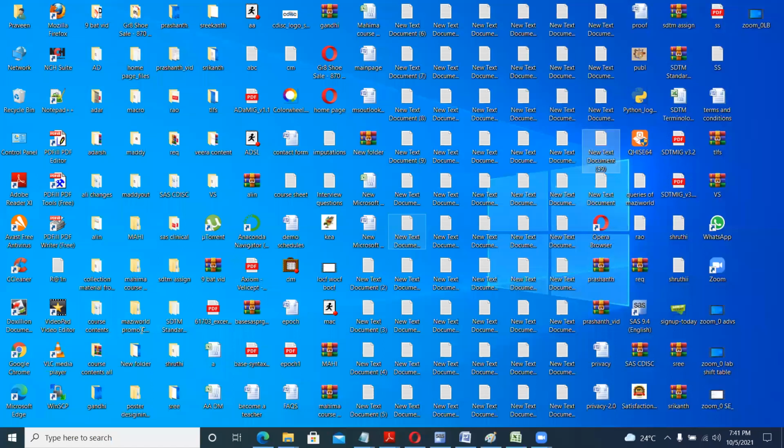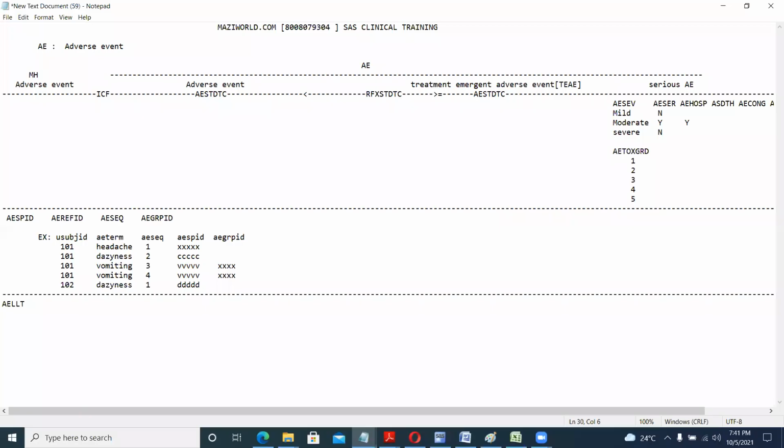Right. Next scenario. The next thing is that a few more variables are there with the names AE LLT, AE LLT CD, AE HLT, AE HLT CD, AE HLGT, AE HLGT CD, AE PT, AE PTCD, AE SOC, AE SOC CD.